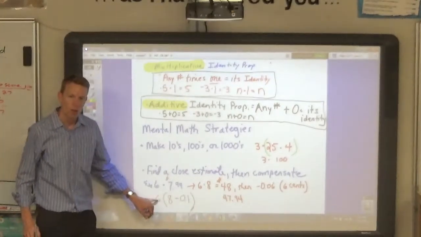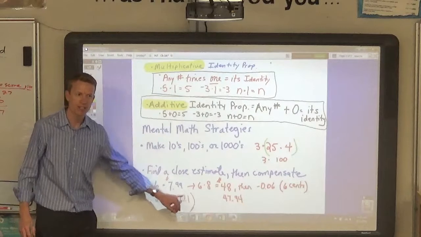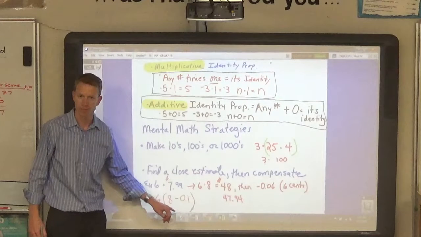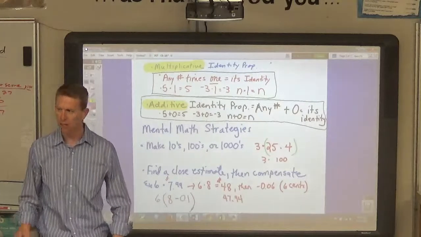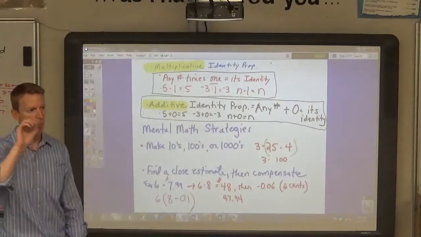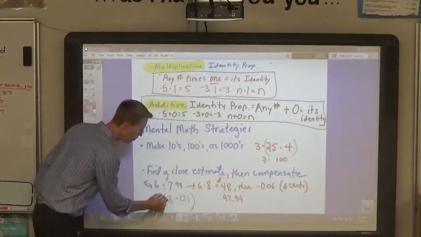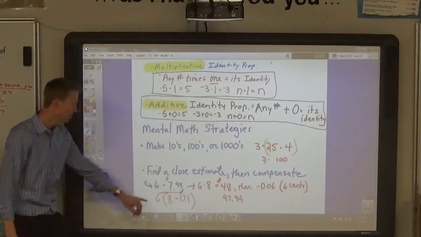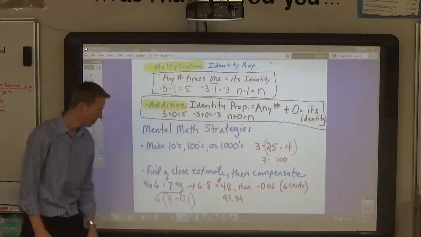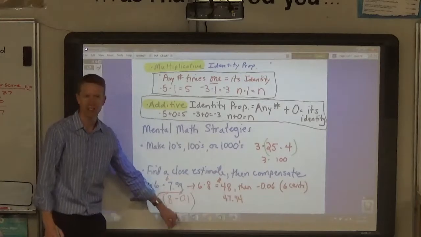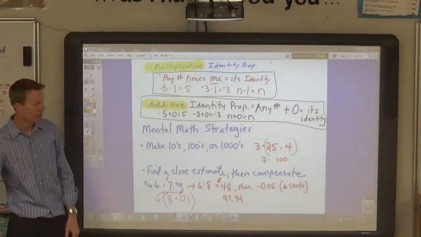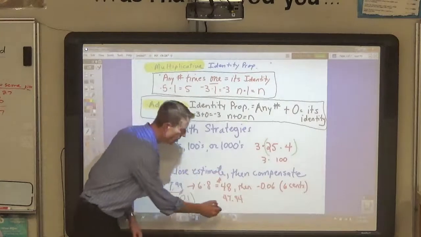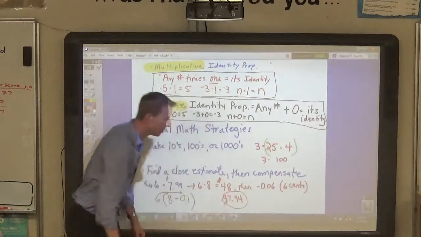So, when we multiply this number times each of these numbers, this is called the distributive property. And we went through this last year in 6th grade. Distributive means that we distribute that number over the parentheses or multiply it times each of the numbers. 6 times 8 is 48. 6 times 1 cent is 6 cents. So if we take away 6 cents from 48, you've got 47.94.